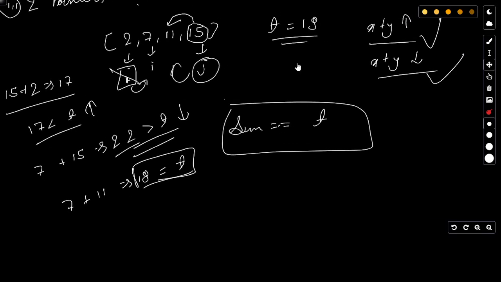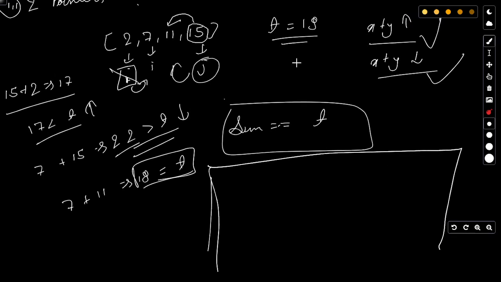Let me just write it down. What we will do in our implementation is: if our sum is greater than target, we want to decrease our sum. To decrease our sum, we will do j minus minus. Okay, if sum is smaller than target, what are we going to do?